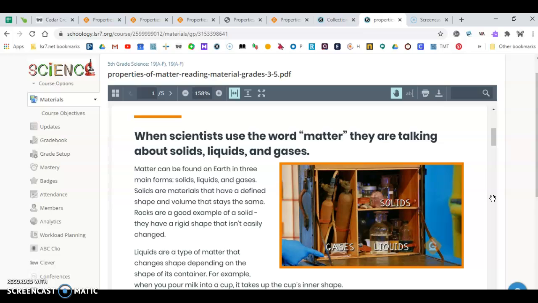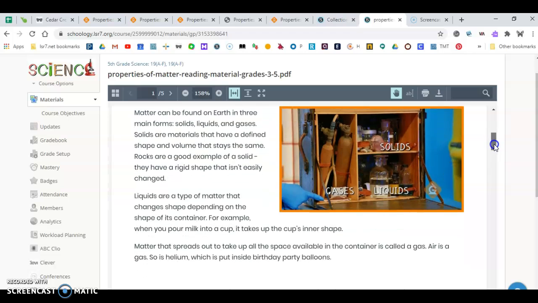Rocks are a good example of a solid. They have a rigid shape that isn't easily changed. Liquids are a type of matter that changes shape depending on the shape of its container. For example, when you pour milk into a cup, it takes the cup's inner shape.